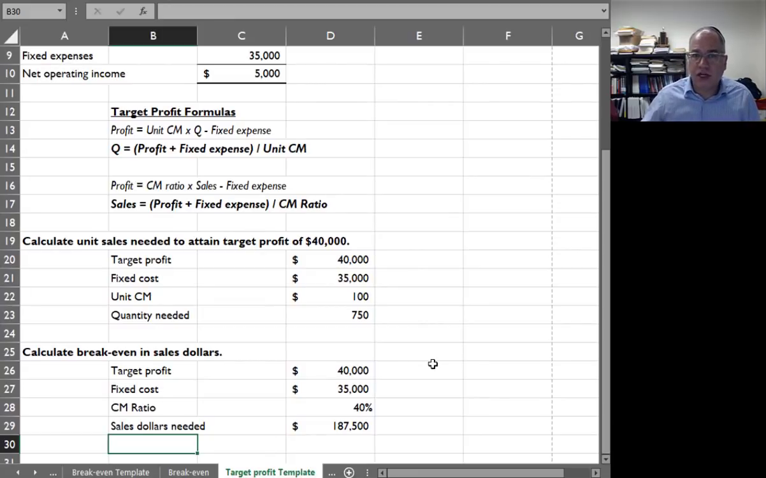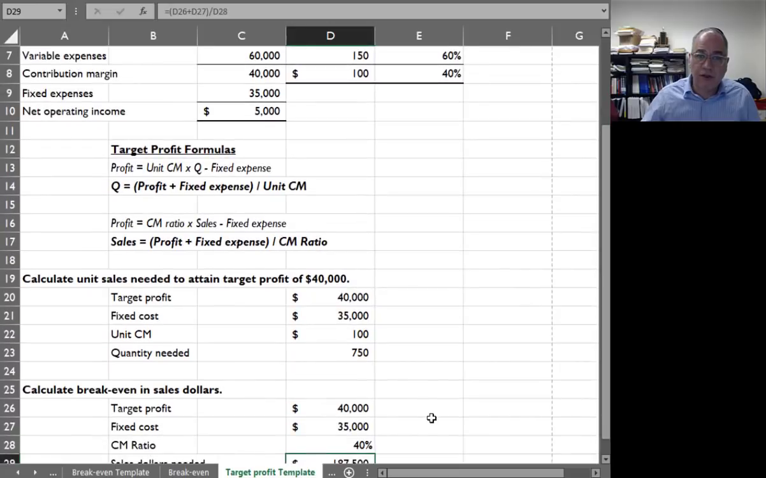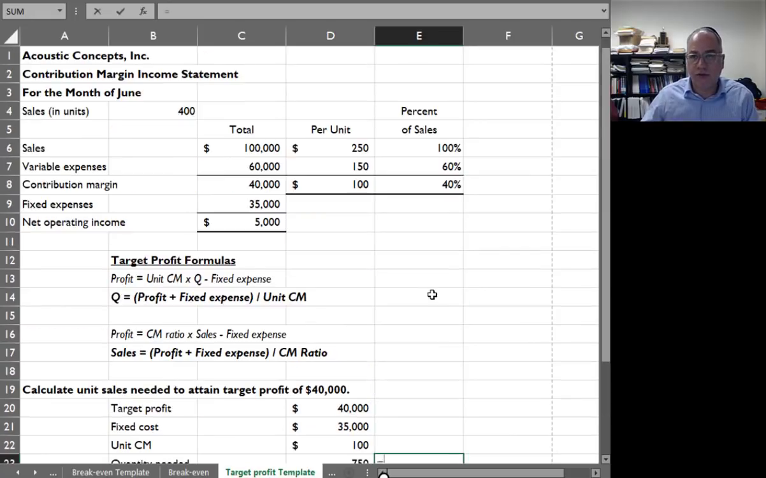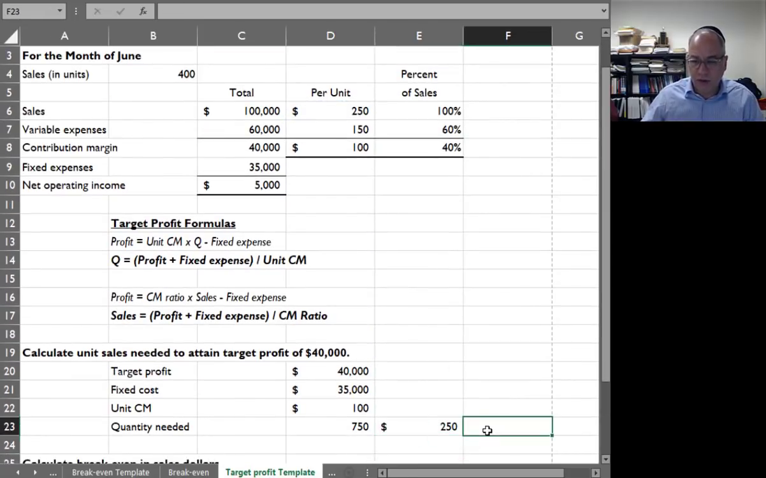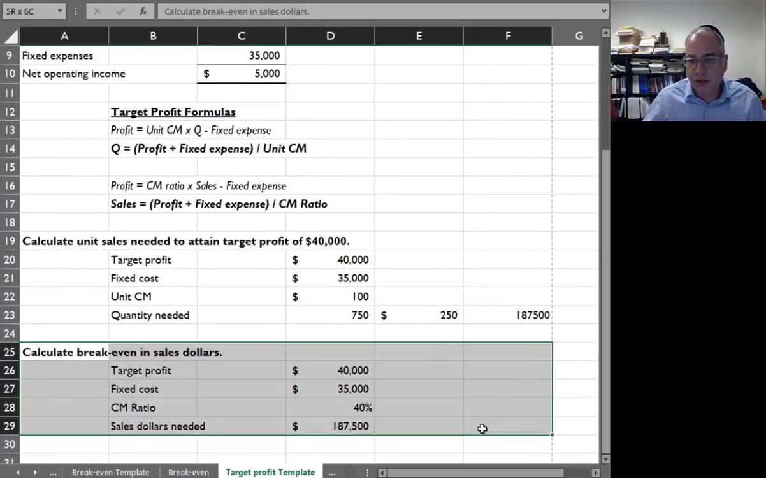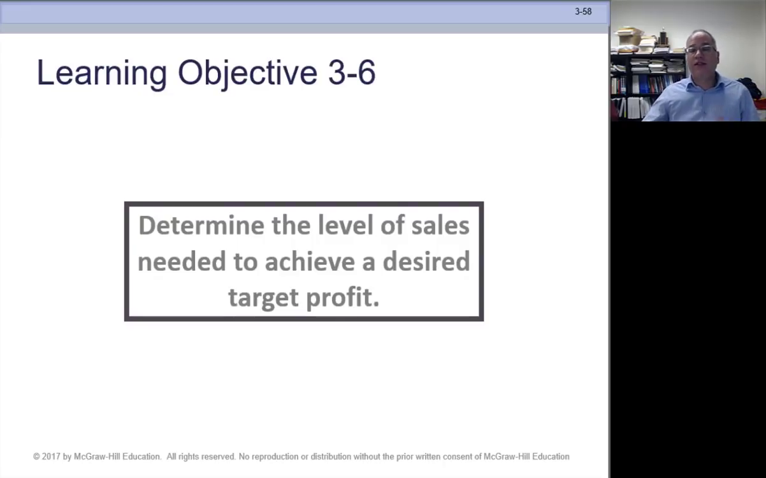Now, what I like to do is check my work. So if 750 units or 187,500 is the sales dollars, then if I multiply the number of units needed, I should be able to get the sales dollars. So here you see 750. The sales price is $250. So 750 times 250 is equal to 187,500. So you don't even have to do all of this. You could just go 750 times 250 is 187,500, or you can use this to check your work. And what you just saw was determine the level of sales needed to achieve a desired target profit. Slides are a little out of order today.